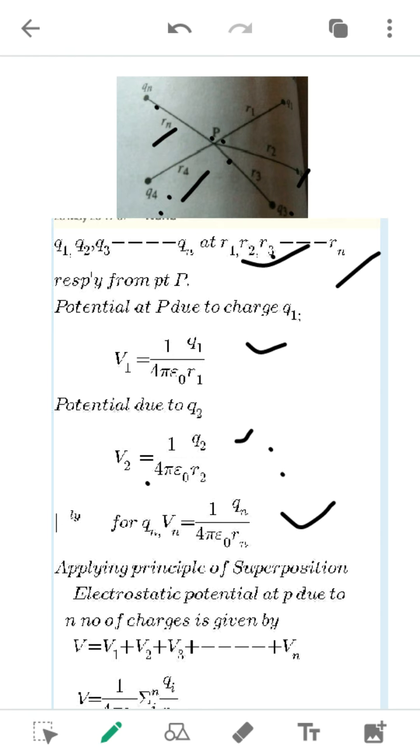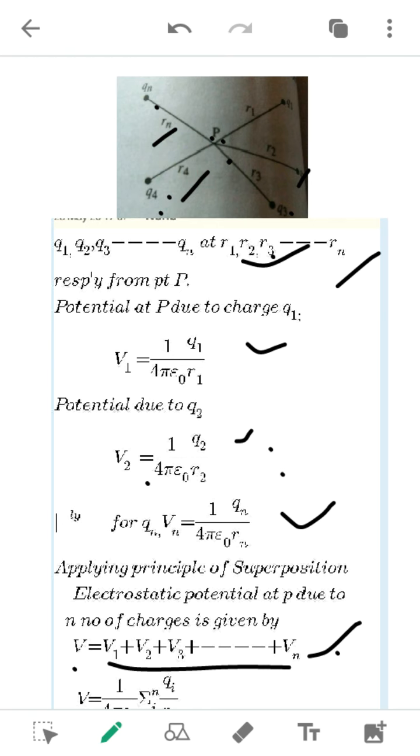Therefore here also we will apply the superposition principle. That means the net potential at the point P is the sum of the potentials due to the number of charges. Here you can see V is the net potential, and it is equal to V1 plus V2 plus V3 and so on up to Vn. So that is for n number of charges.